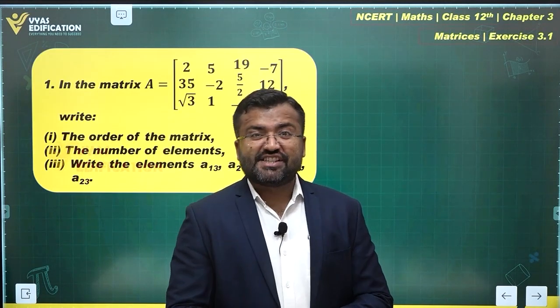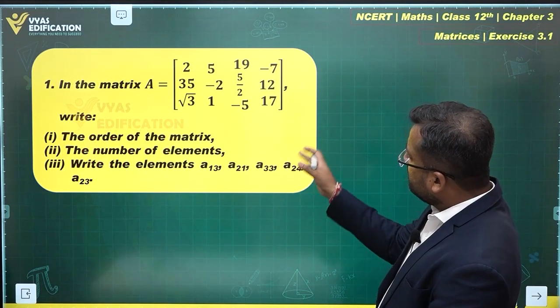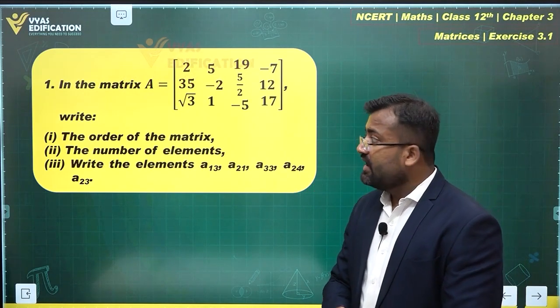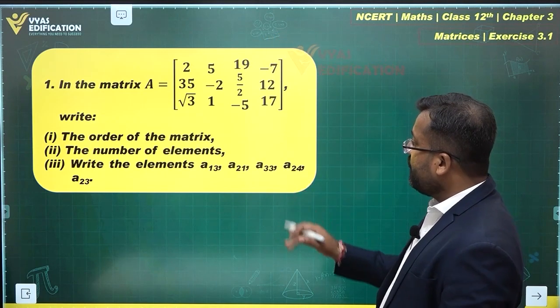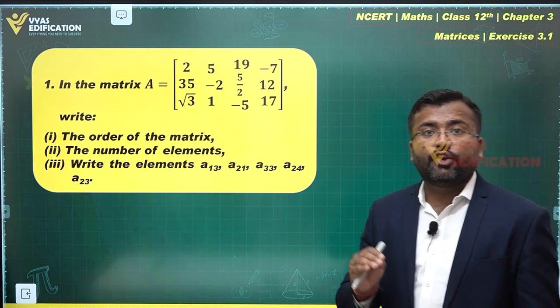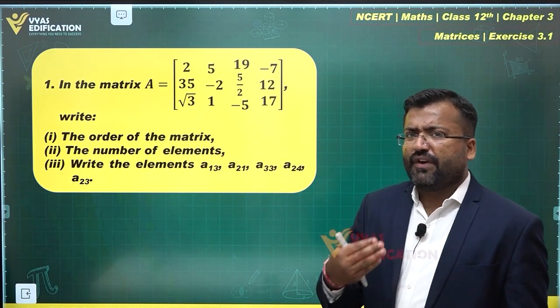What does the first question say? Let's talk about this one. In the matrix A equals this big matrix, write the order of the matrix, the number of elements in this matrix, and write the elements A13, A21, A33, A24, A23. These are the elements that we need to identify in this matrix. Now, how do we go about finding those things?